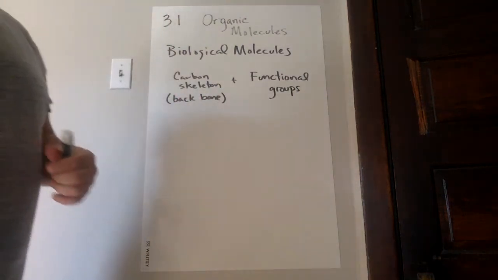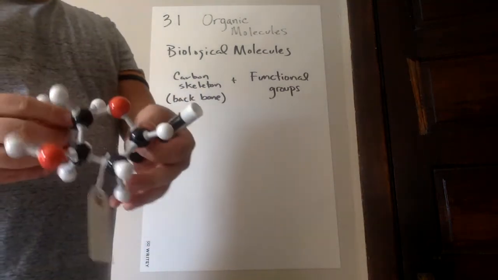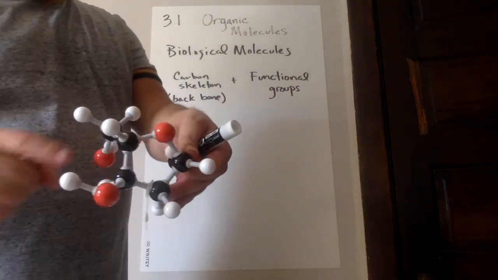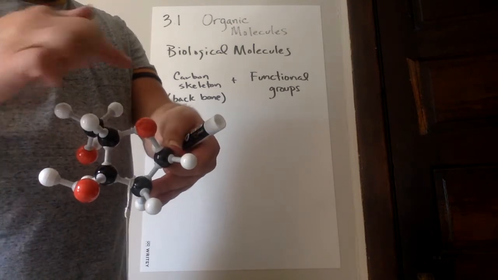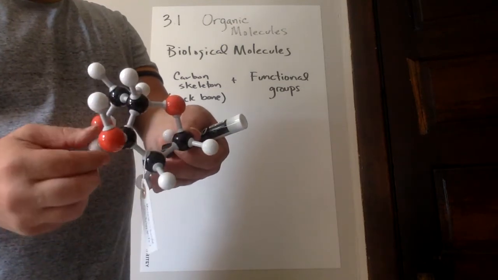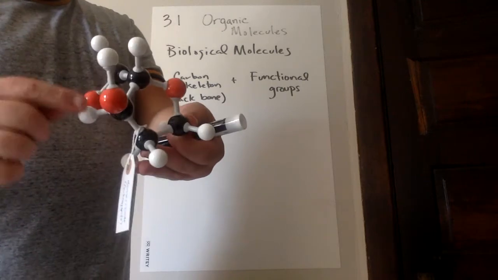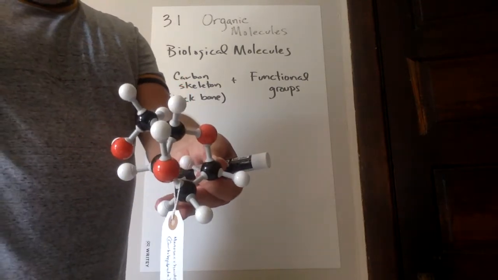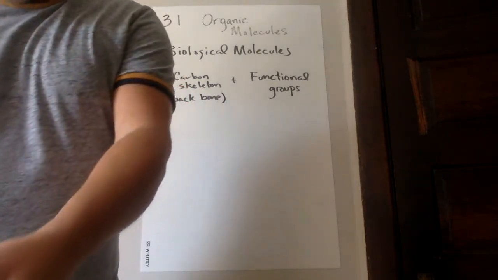So we saw that in our glucose molecule. Here's our backbone. Here's that ring of carbon that we had. And then we stuck things on it. These would all be considered functional groups. Everything that we attach to a carbon molecule is a functional group.